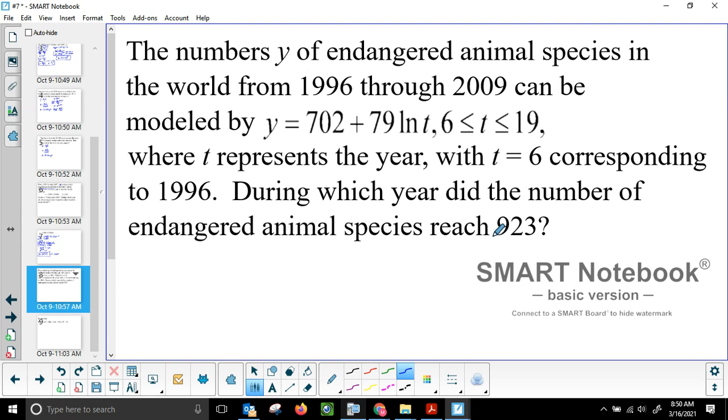So what number would we put out in the front? In the front, it says when the animal species reached 923. So you would put 923, because it doesn't say that it's measured in thousands or anything else. If it doesn't specifically state that, then whatever the number is, is what it is. Sometimes you have to be careful with the wording, like in that last problem where it told us that Y was in thousands. But in this case, it is not.